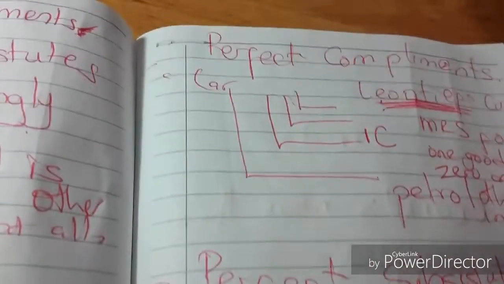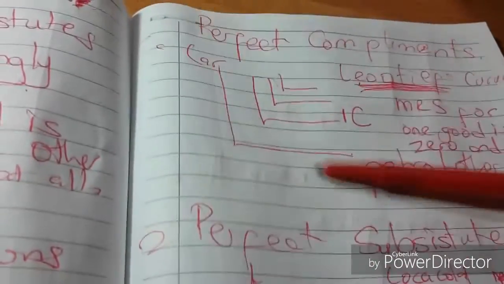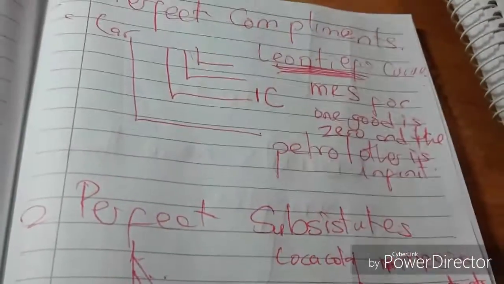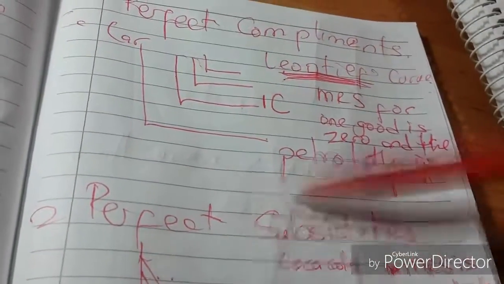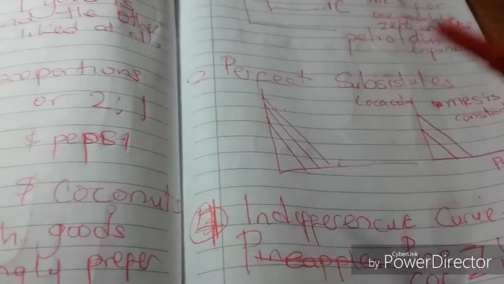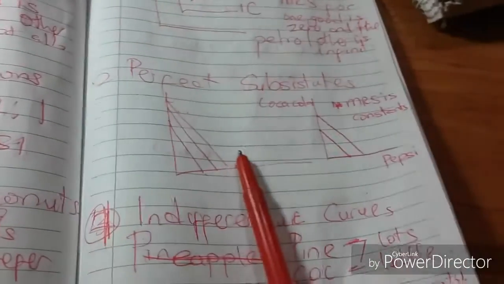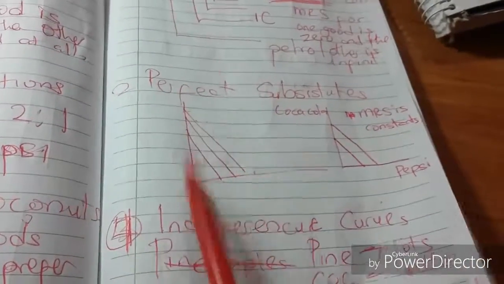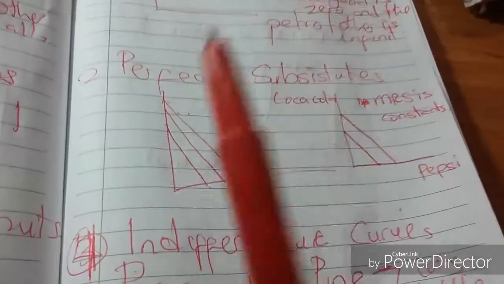So let's take a quick review of all that we've learned. When you have perfect complements, the shape of the indifference curve is L-shaped, also called the Leontief curve, where the MRS for one good is 0 and the MRS for the other is infinite. When you have perfect substitutes, the MRS is constant and the indifference curve is diagonal.